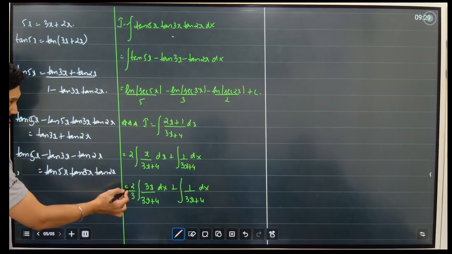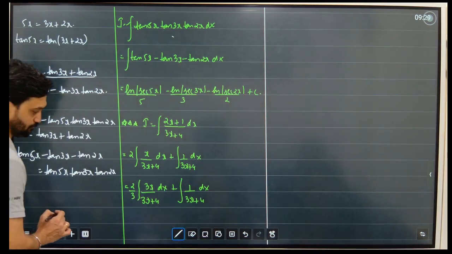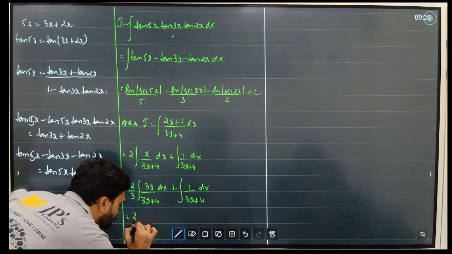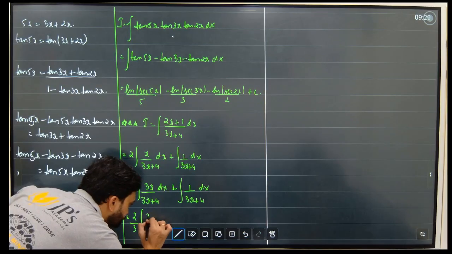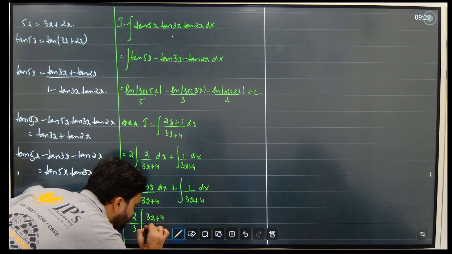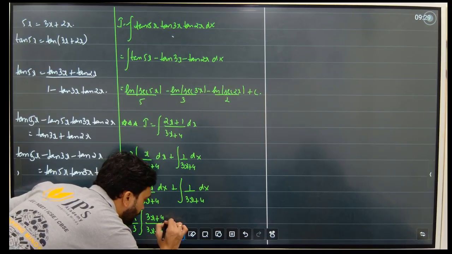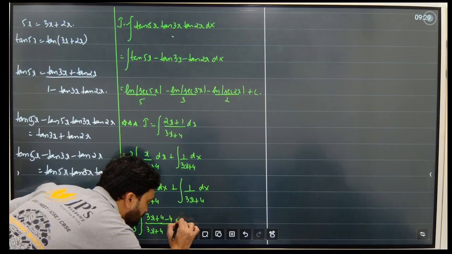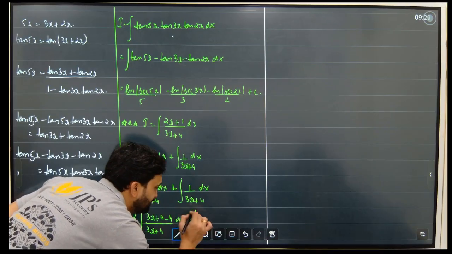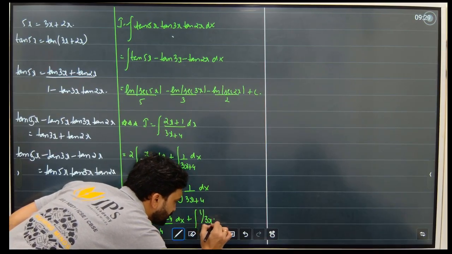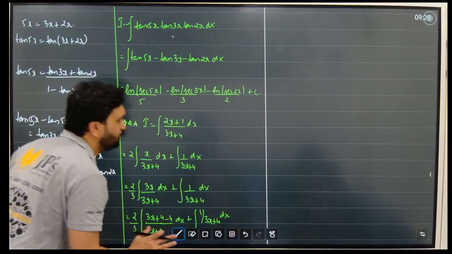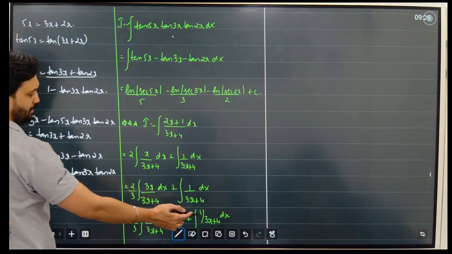Now here I will add plus 4 and minus 4. So 2 by 3 integration (3x plus 4) upon (3x plus 4), and here we take minus 4, dx, plus, see this is easy, 1 upon 3x plus 4 dx. Not that I have to do anything extraordinary. I know that the answer is 11.